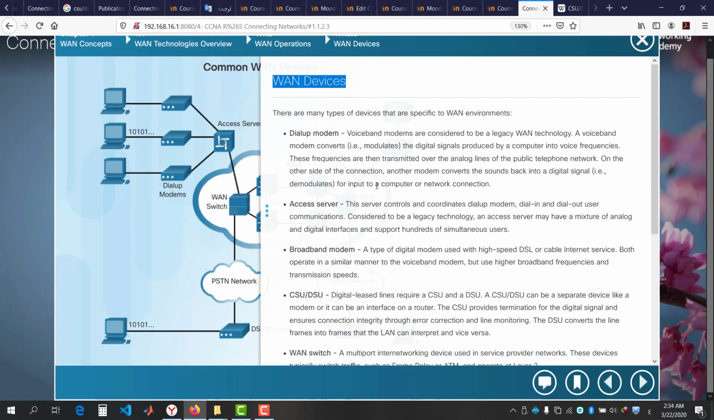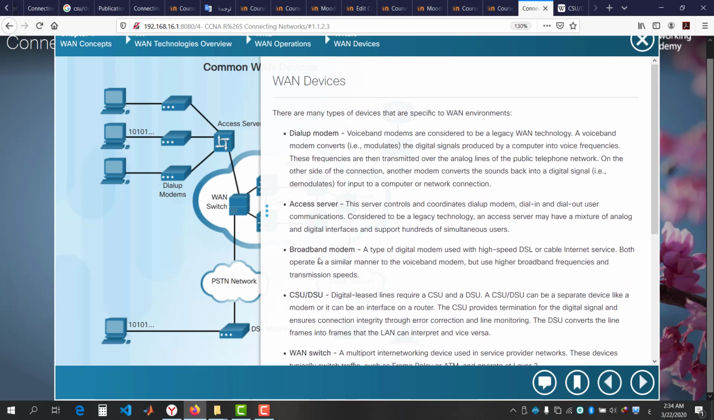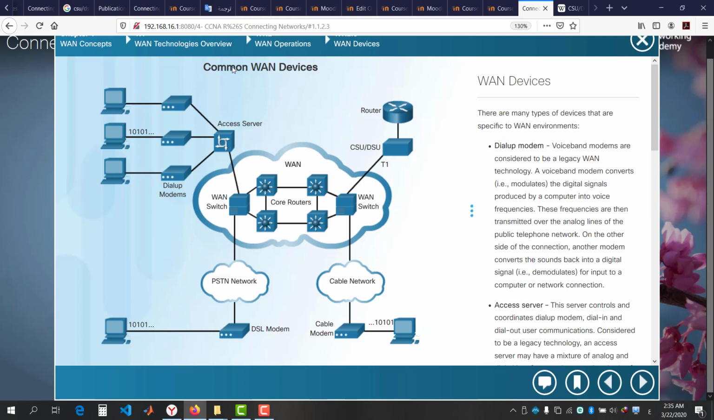Here, as you know, in LAN, when constructing a LAN, it has its own devices like cables and switches. You can't set up any LAN without switches and cables. Here we will discuss the WAN devices. In order to construct a WAN, wide area network, you have to deal with some or most of these devices. They are not the whole list of WAN devices, but the most famous types. Okay, as you can see, common WAN devices.